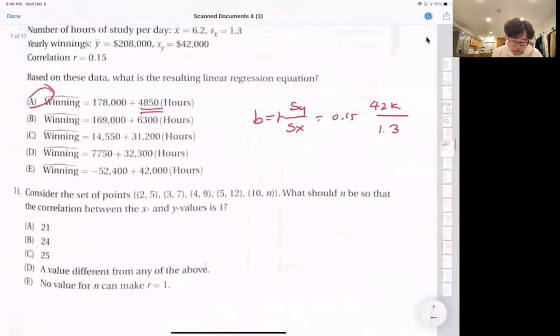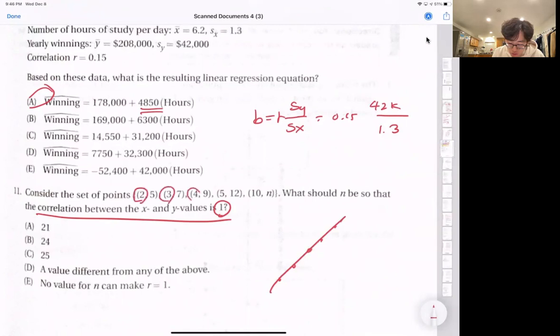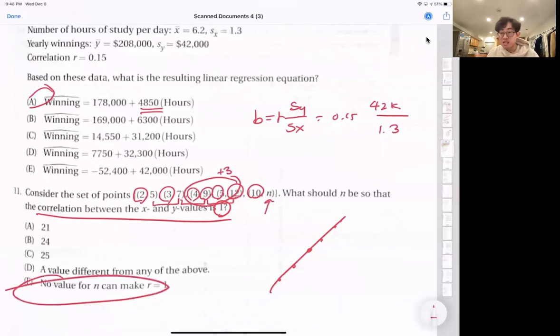All right, consider the following points. What should be the value of n so the correlation between x and y is 1? Guys, if the correlation is 1, it means that it perfectly falls on one line at the same slope. So if I go 2, 3, 4, 5, and 10, it seems like there should be a pattern, where the y value increases by 2 each time. But wait a minute, if I compare 9 and 12, it actually increased by 3. So no matter what I plug in for n, because there's an inconsistency in the pattern amongst the points, I can't make this set of points have an r value of 1. It's not going to fall perfectly on a single line.